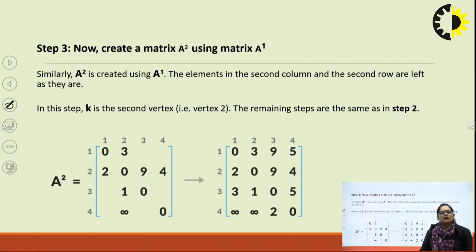Now step 3: we have to calculate the matrix A to the power 2 using the matrix A to the power 1. So if you have to calculate the matrix A to the power 2, then the first step is you have to write the second row and second column. The values will remain the same as in the previous matrix A to the power 1. The values of the second row and second column in matrix A1, you keep as they are here. On the diagonal you will have 0 values, and for the rest of the values again you have to use that formula.